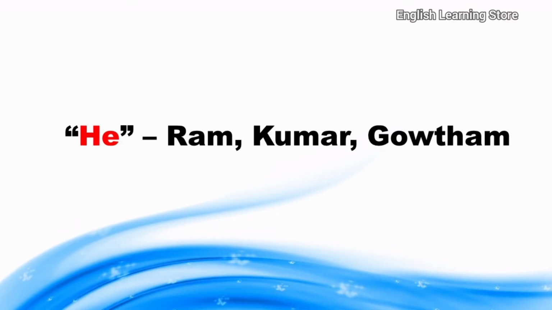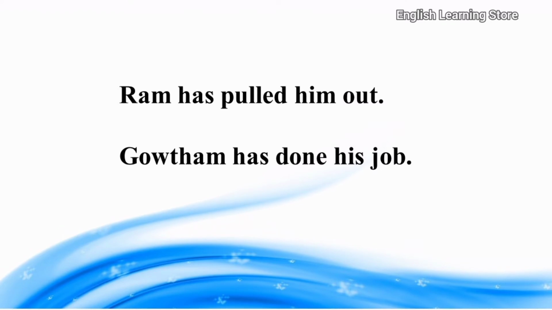What if you are using the name of a person instead of he? For example, instead of he, if you are using Ram, Kumar, Gautam, you should use only has. For example, Ram has pulled him out. Gautam has done his job. Even when you use the name of a person instead of he, you should use only has.